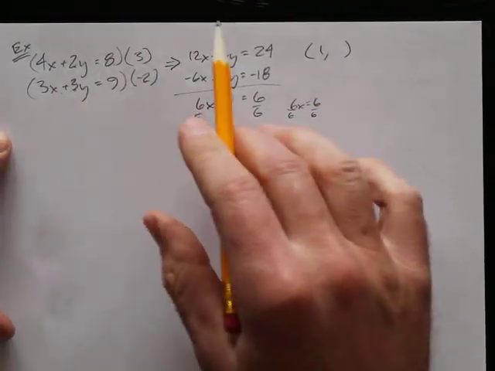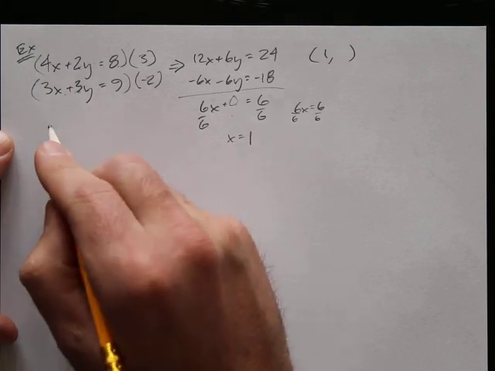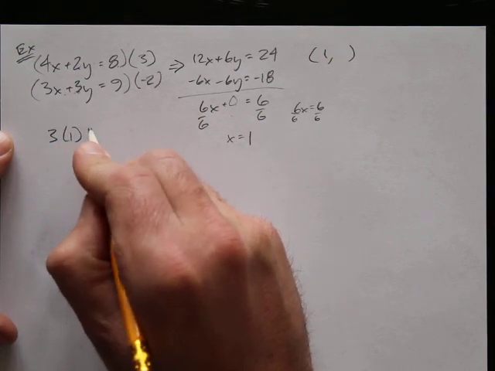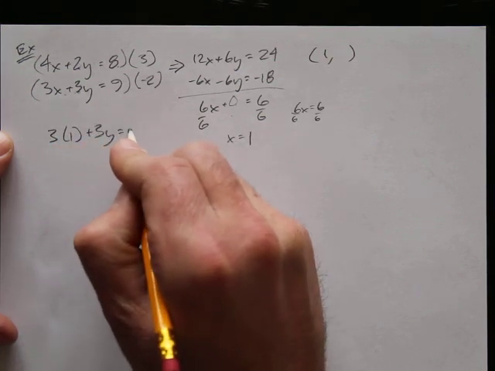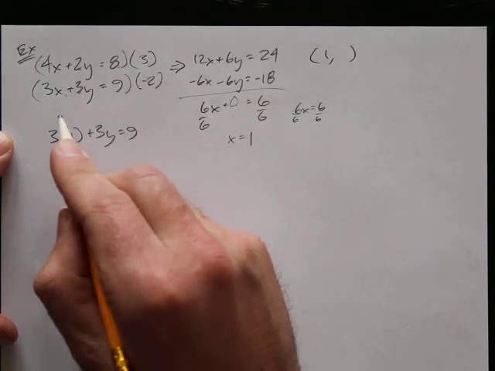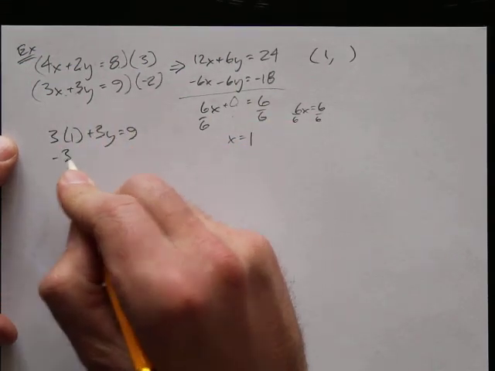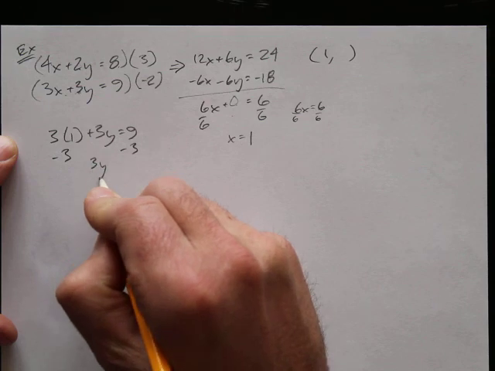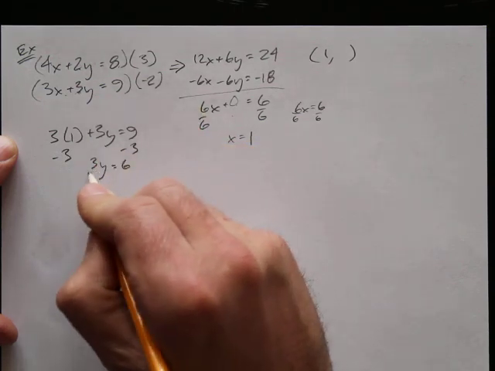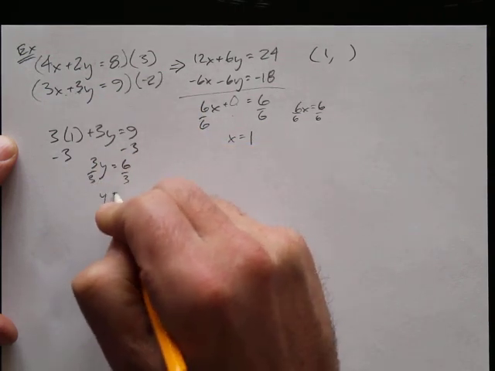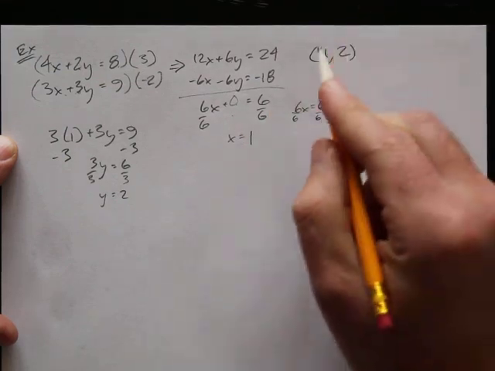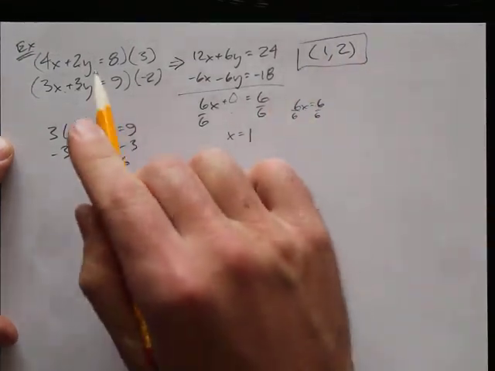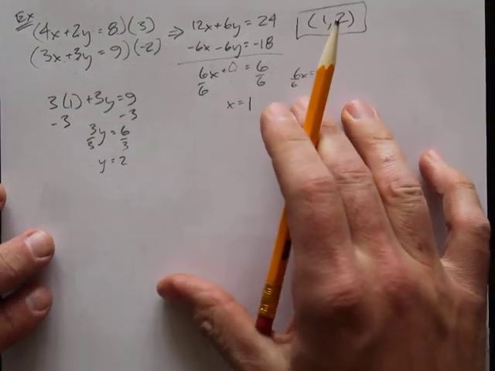Let's find the y value. I'm going to plug that into one of these. Let's plug it into the bottom one. 3 times 1 plus 3y equals 9. 3 times 1 is 3, so I'm going to subtract 3 from both sides. 3y equals 6. Divide by 3. Y equals 2. (1, 2) is the point at which these two lines intersect.